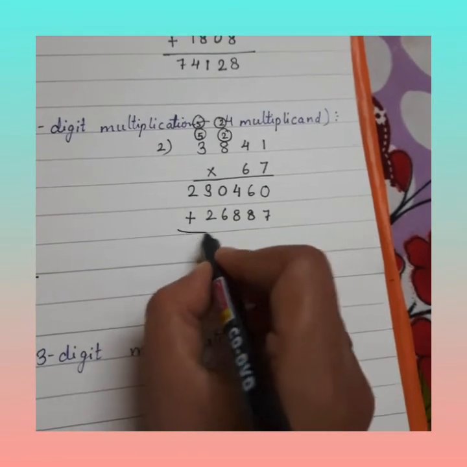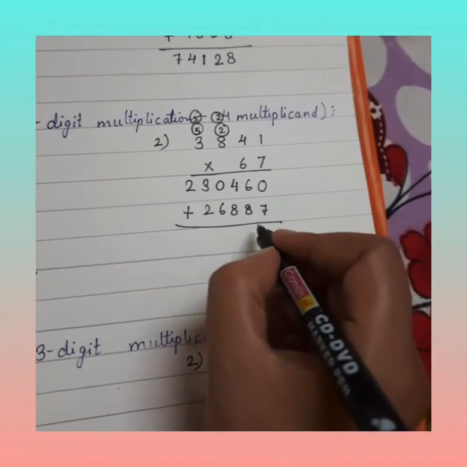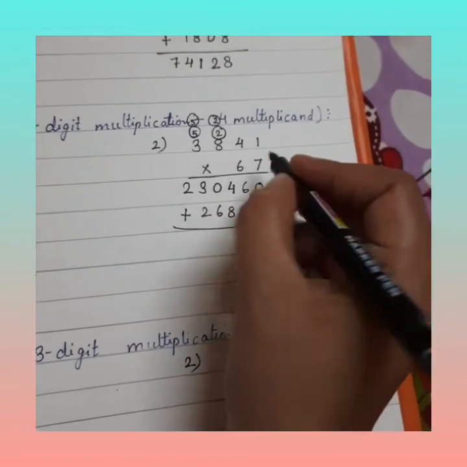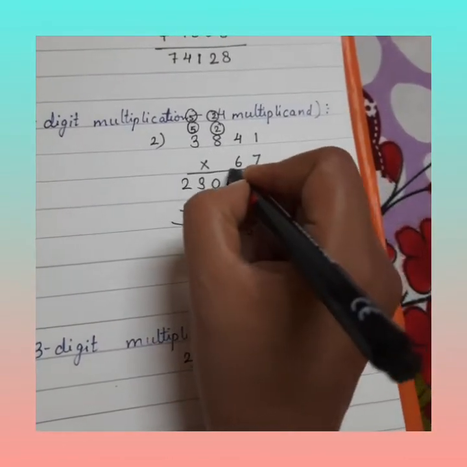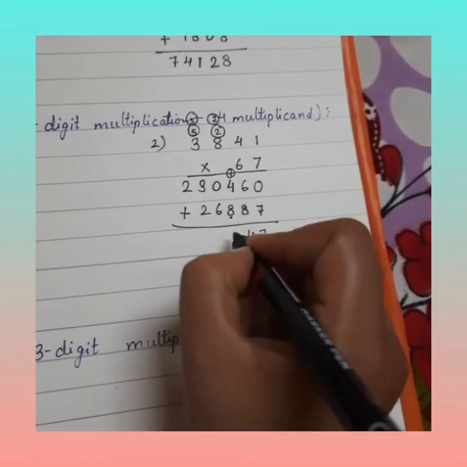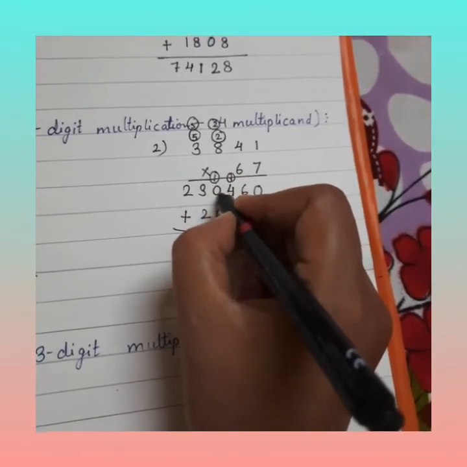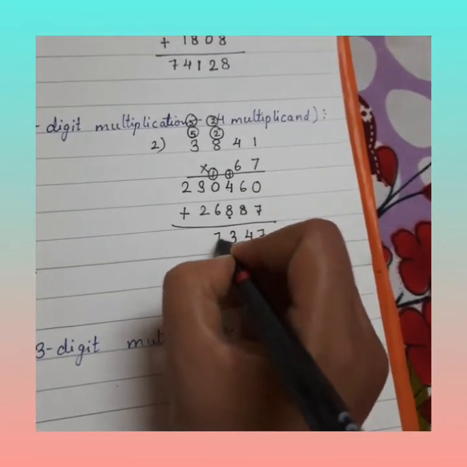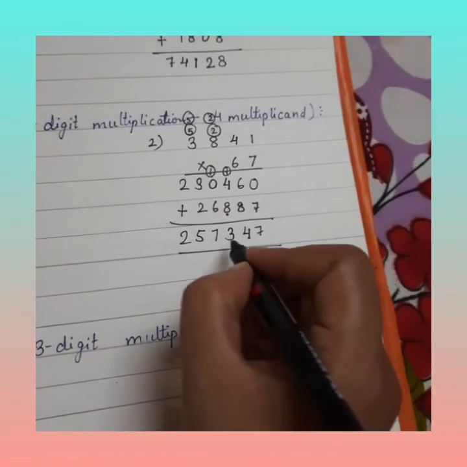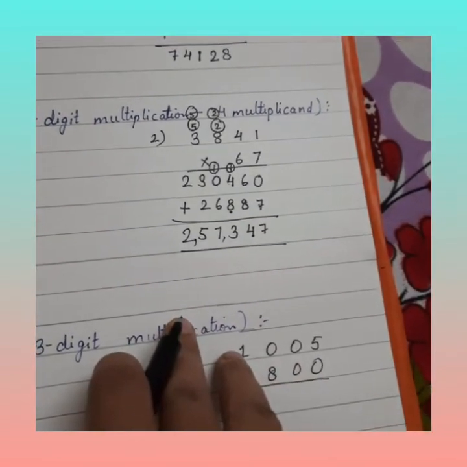Now add the numbers. 7 plus 0, 7. 6 plus 8 will be 14. 4 here, and 1 will be carried over here. 4 plus 1, 5, plus 8, 13. So for that I will write here 3. 1 will be carried over. 1 plus 0, 1, plus 6, 7. 3 plus 2, 5, and 2. So the number will be 2,57,347.